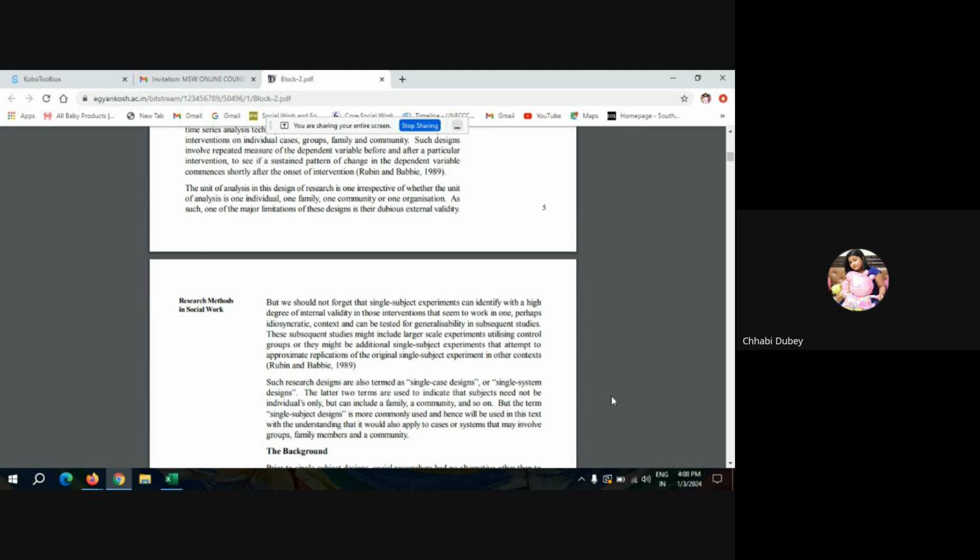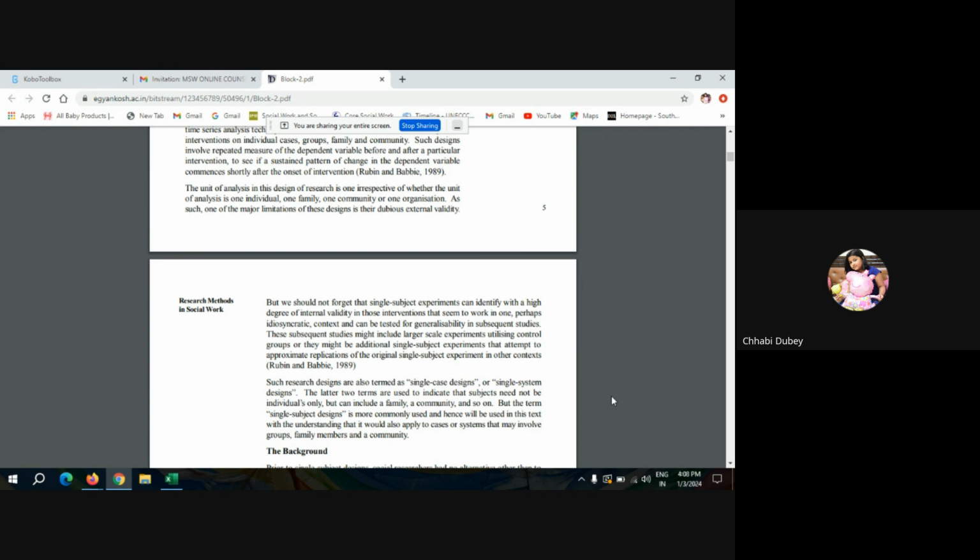Now these studies include larger scale experiments utilizing control groups, or they might be additional single subject experiments that attempt to approximate replications of the original single subject experiment in other contexts. We have already seen that these may include larger scale experiments, and of course, we would also need control groups here. So there will be one control group, where the intervention has not been applied, and the other will be the group where we intend to see the changes.